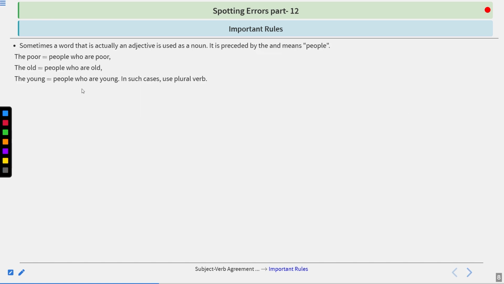Important rules. Sometimes a word that is actually an adjective is used as a noun. It is preceded by the. It means people in general. So as you can see, the expression the poor means people who are poor, poor in general, referring to a class of poor. The old, people who are old. The young, people who are young. In such cases, use plural verb. I hope you have understood.